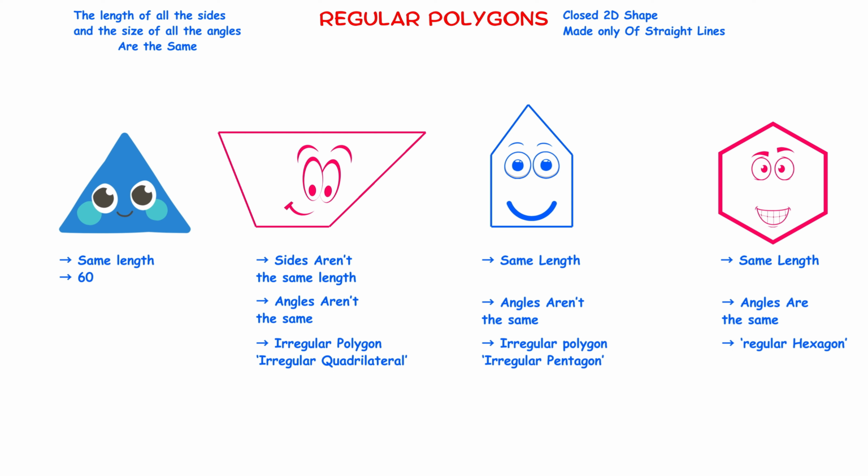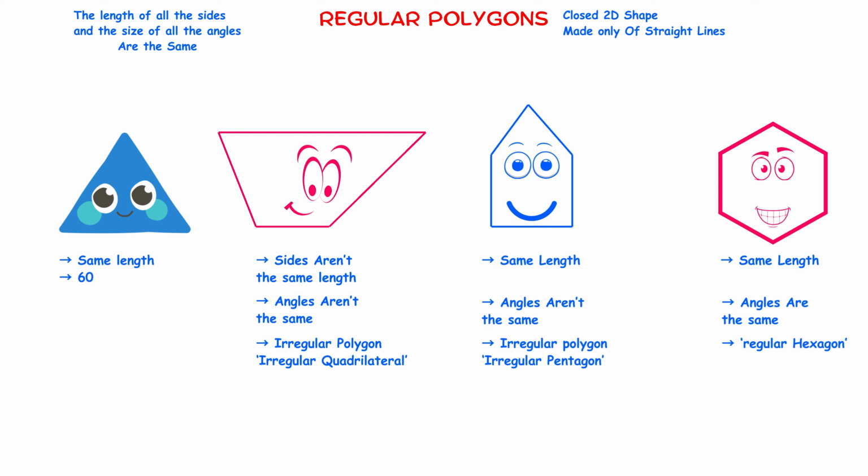In contrast, if a shape has sides of different lengths and angles that are not equal, then it would not be a regular polygon. Take the second shape, for example. It is still a polygon because it is closed and made of straight lines, but because its sides and angles differ, it is known as an irregular polygon. Furthermore, since this particular shape has four sides, which makes it a quadrilateral, we could describe it more specifically as an irregular quadrilateral.